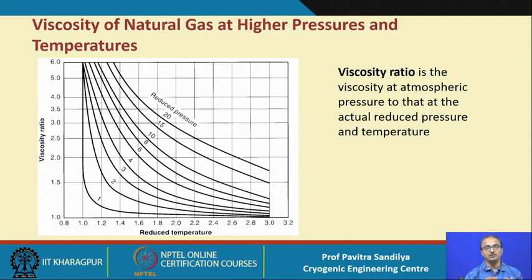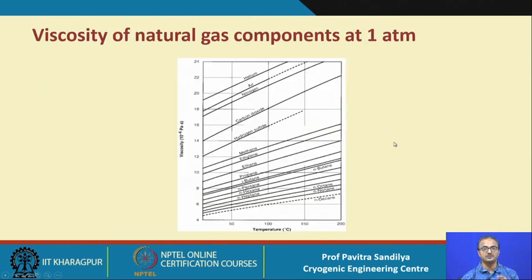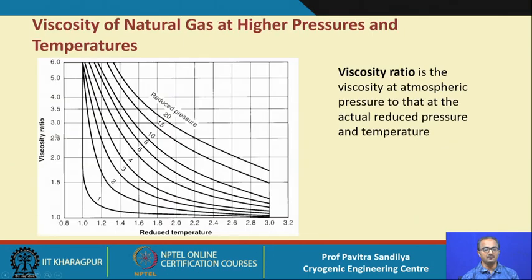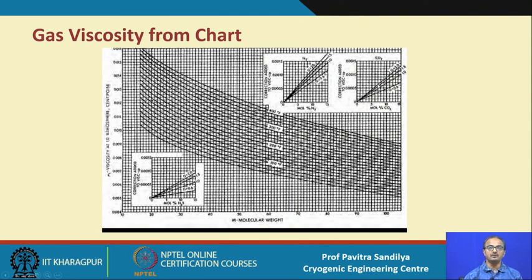If I know the viscosity at lower pressure, then by knowing the viscosity ratio, which is defined as the viscosity at the reduced pressure and reduced temperature to the viscosity at atmospheric pressure, I can find the viscosity. From the previous graph we know the viscosity at 1 atmosphere, and this value, along with the viscosity ratio, lets us find the viscosity at any given pressure and temperature. On the x-axis we have the reduced temperature, and the different curves represent the different reduced pressures.